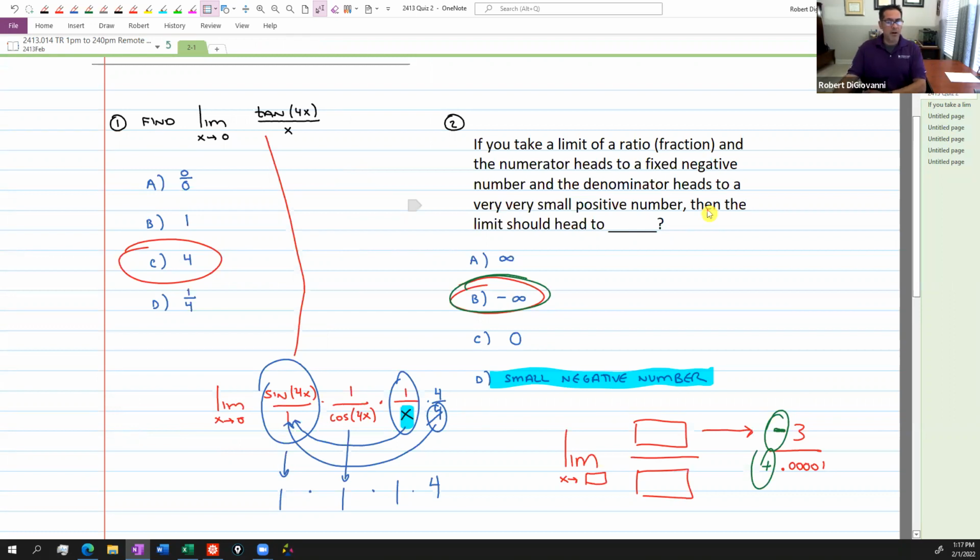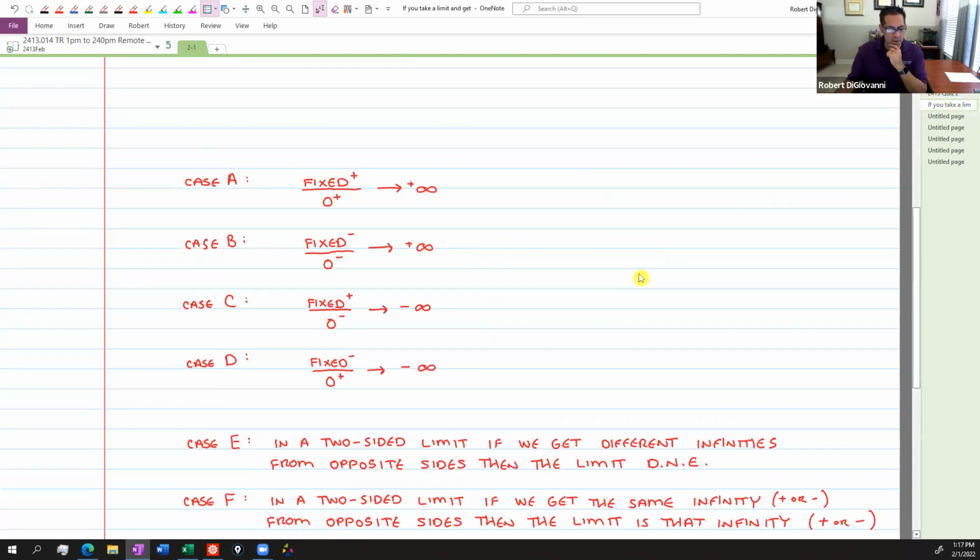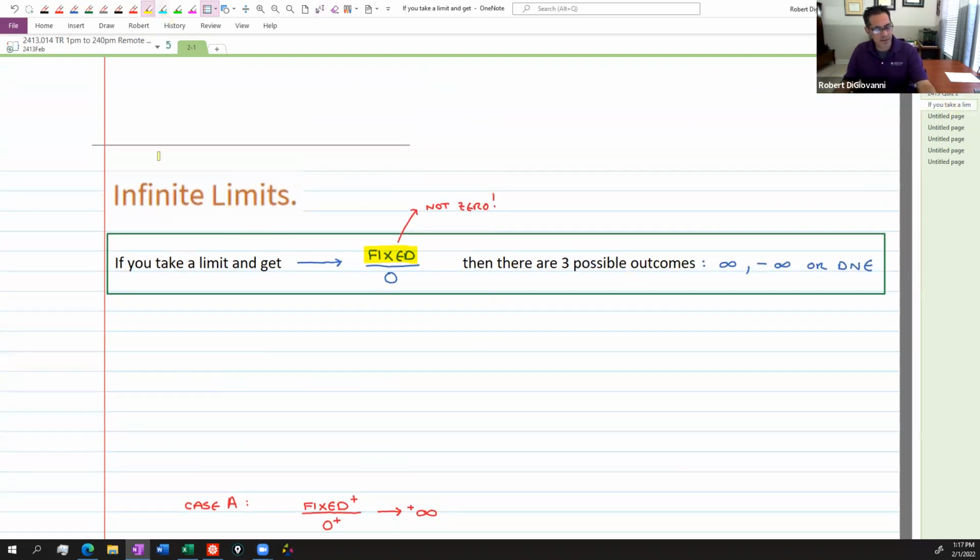Okay, so we are in 1.6, and I told you last class there are two parts to 1.6. The first part is called infinite limits, and the second part is called limits at infinity. So we still have not finished infinite limits, and I'm almost going to start us over on it. I'm just going to go a little faster. So the idea behind infinite limits is this.